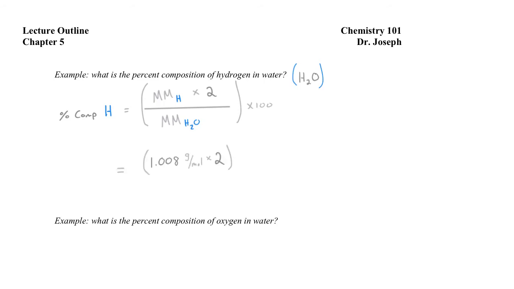The molar mass of hydrogen can be found on the periodic table to be 1.008 grams per mole, and we need to multiply this by 2. Now we need to show the division by the molar mass of water. The molar mass of water is 18.02 grams per mole. So now we can do the calculation where we multiply 1.008 by 2 and then divide by 18.02. We multiply that result by 100 to give us our percentage. In this case, we find that hydrogen comprises 11.19% of the total mass of water.